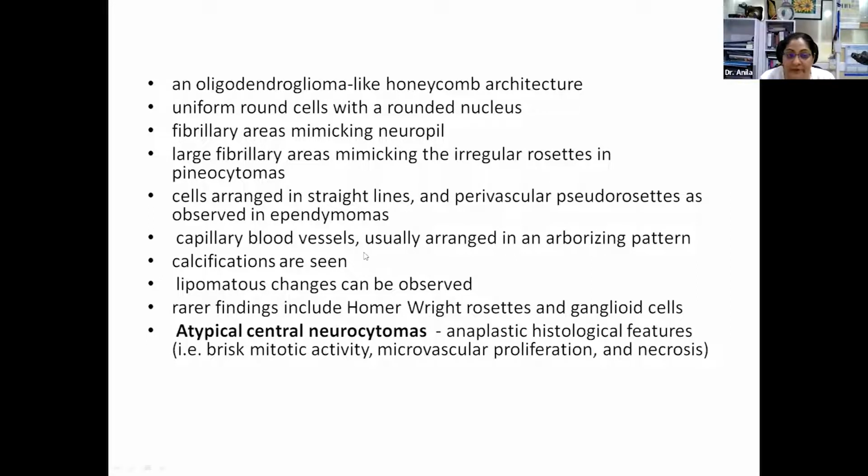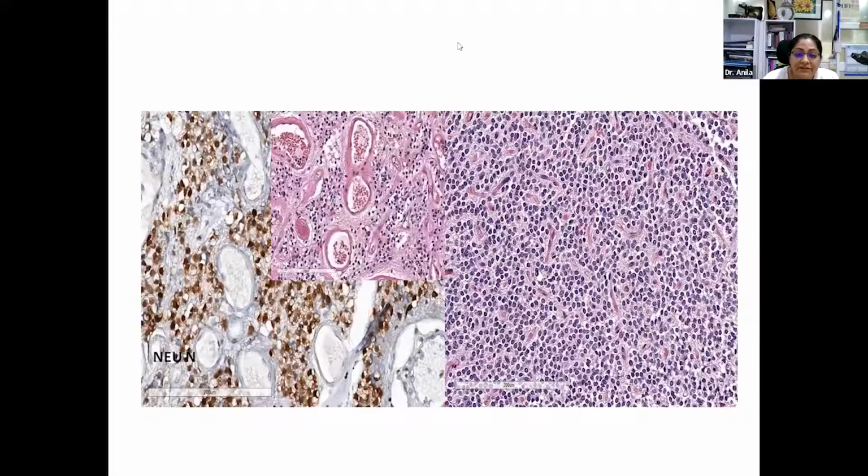The fibrillary areas mimic neuropil, and the large fibrillary areas mimic the irregular rosettes in pineocytomas. The cells are arranged in straight lines, and perivascular pseudorosettes, as seen in ependymomas, and calcifications can be seen. It's rare, but sometimes Homer Wright-like rosettes and ganglioid cells can be seen. The atypical central neurocytomas have anaplastic histological features, that is, brisk mitotic activity, microvascular proliferation, and necrosis. So the tumor cells look like an oligodendroglioma because the cells have monomorphic nuclei and perinuclear halo, with a nice arborizing vasculature, which one sees in either an oligodendroglioma or a neuroendocrine tumor of other body parts.